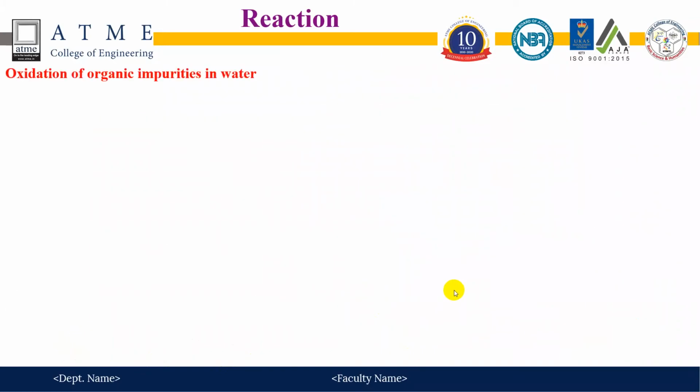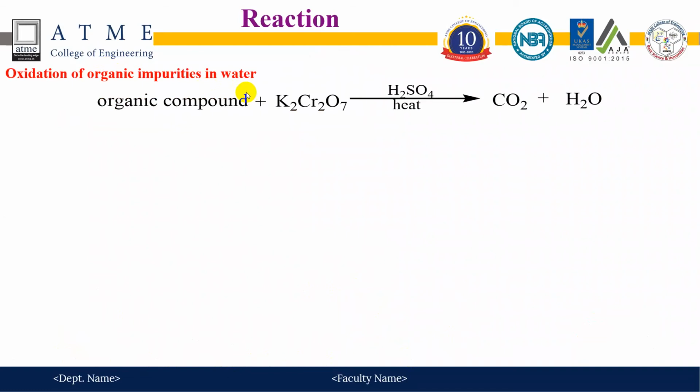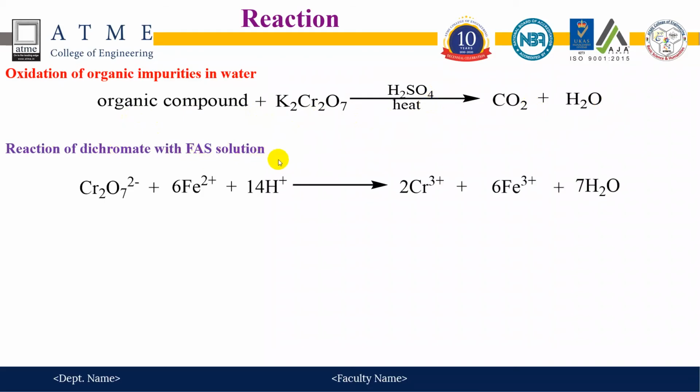The reaction involves the first oxidation of organic impurities in water. During boiling, by adding the dichromate solution, any organic compound present in the water, in presence of sulfuric acid on boiling, decomposes to give carbon dioxide and water. Further, the remaining dichromate solution will be titrated against ferrous ammonium sulfate, where the ferrous salt will be converted into ferric. Thus, it involves both redox reactions.